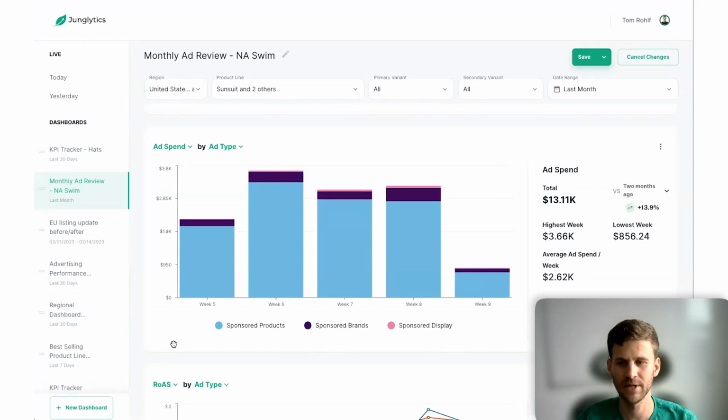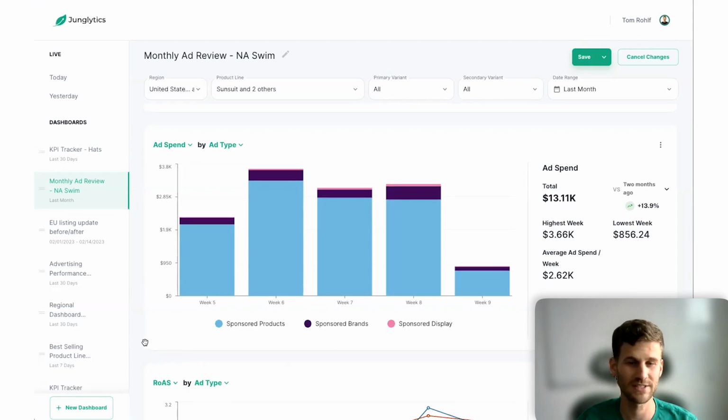But we always like to keep an eye on it. At one point in time, we had an objective to blow up our sponsored brands and sponsored display advertising, and this was a way where we could monitor if that was happening, and if so, how it was going. If we wanted to see, say, ROAS by ad type or ACoS by ad type, we could add another card that would have that data.